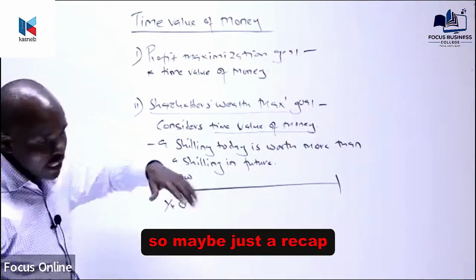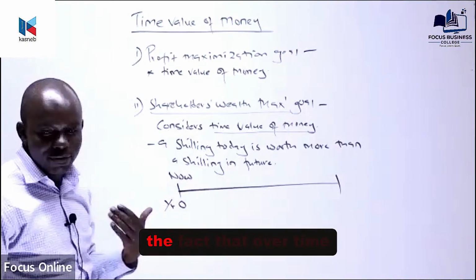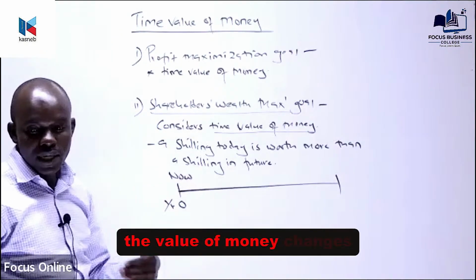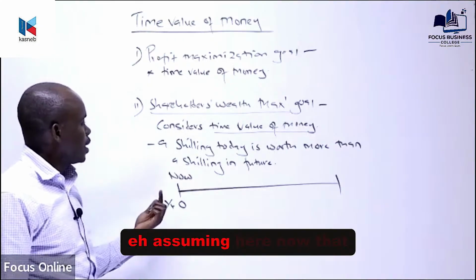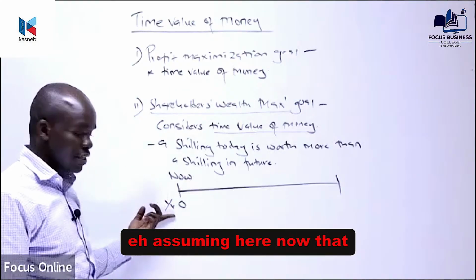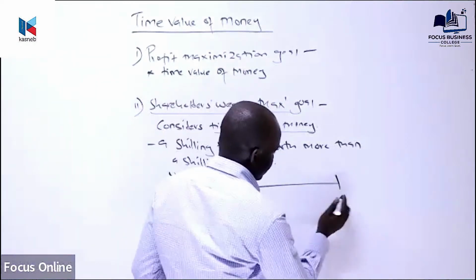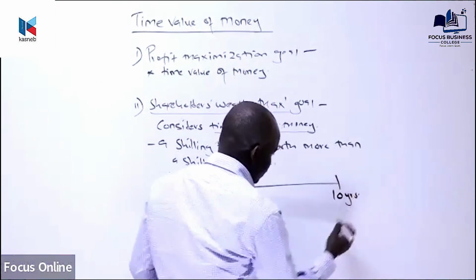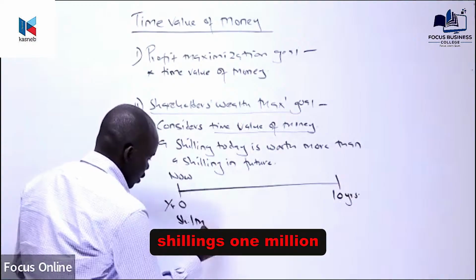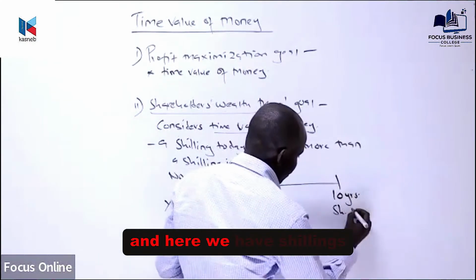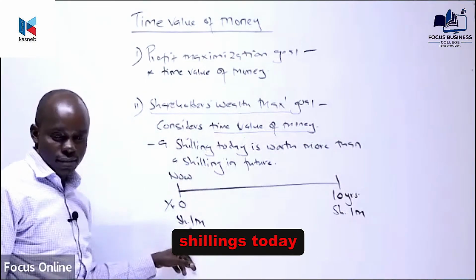So maybe just a recap. We have said time value of money is the fact that over time, the value of money changes. The value of money does not remain the same. Assuming that it is year 0 today, and we have 10 years to come, we have 1 million shillings today here, and here we have 1 million shillings. So we're looking at the value of 1 million shillings today.